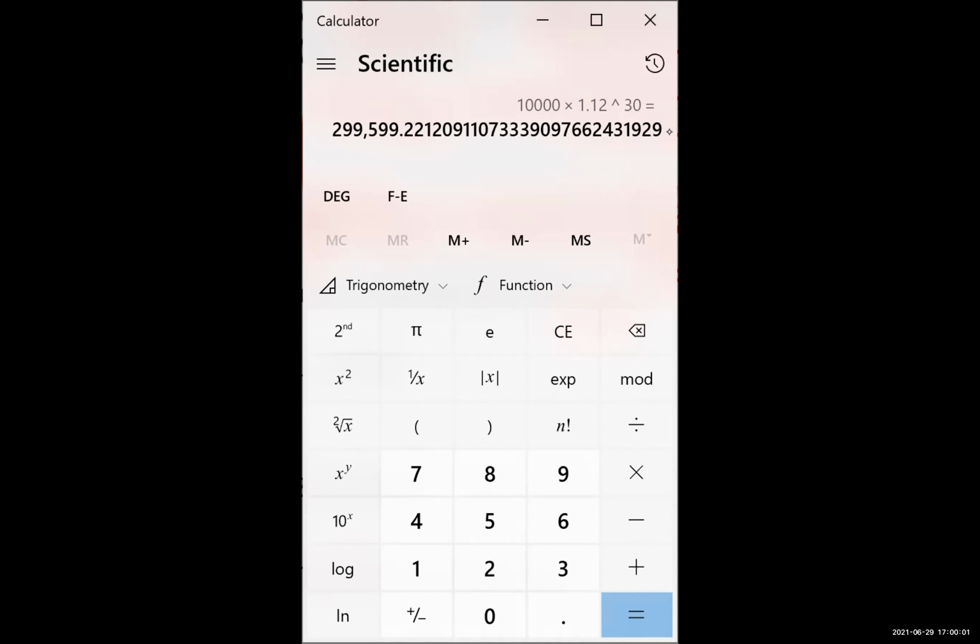The answer to part A of that question was 299,599.22, and we round off to the nearest cent. All right, so that's how we get part A. That answer for part A. Okay, let's clear that. Now the second part, it's going to be a little tricky.